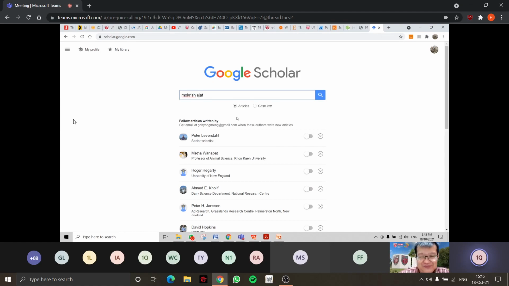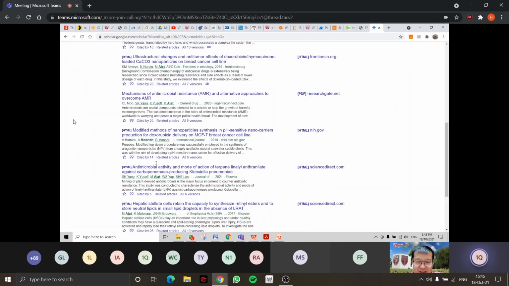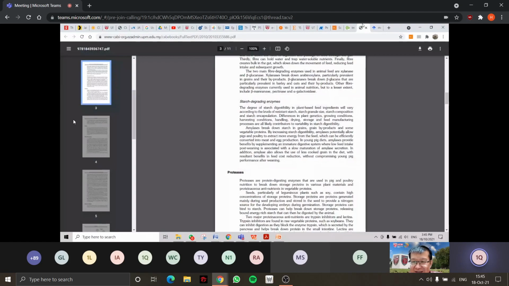Mokrish Ajat. These are papers produced by Dr. Mokrish. Of course, in Google, it's not as well organized. These are the papers he published. This is the paper he published about some of them.